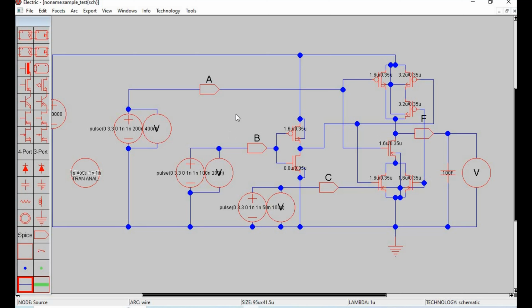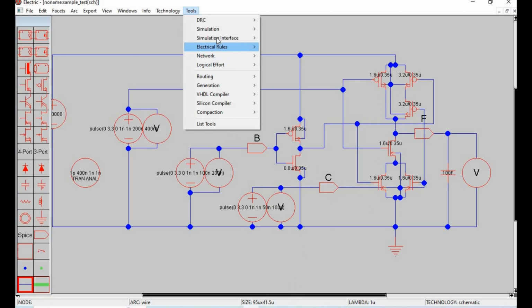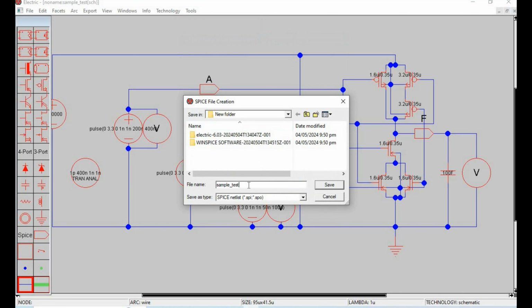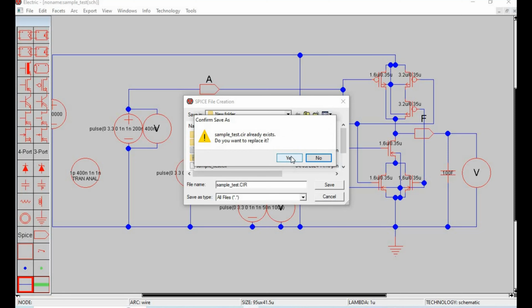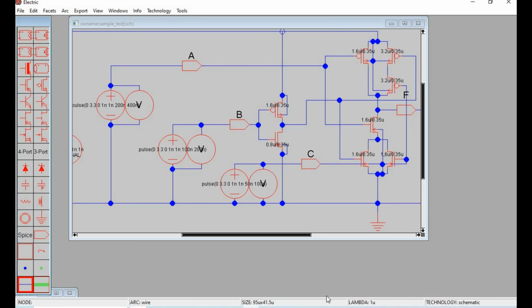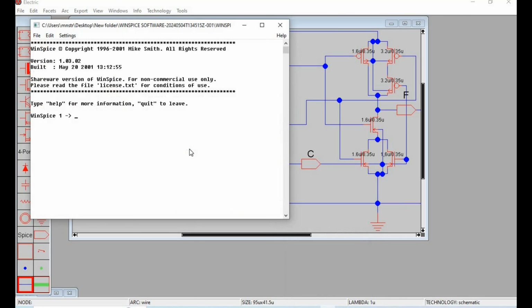So let us now try to simulate this circuit. We should arrive with the one that we have on our truth table. So tools, simulation interface, write spice deck. So let us use sample test.cir. All files .cir, save. Yes. Okay. Then open it with Winspice. File, open.